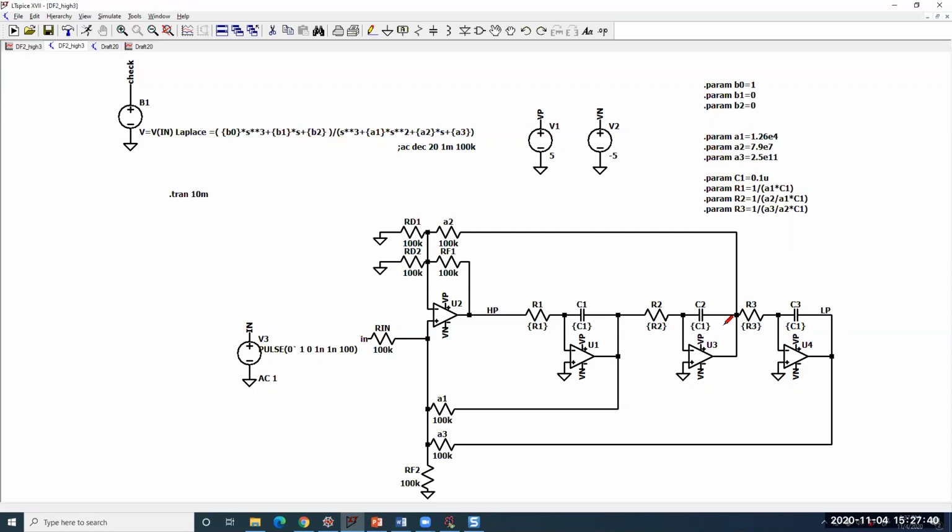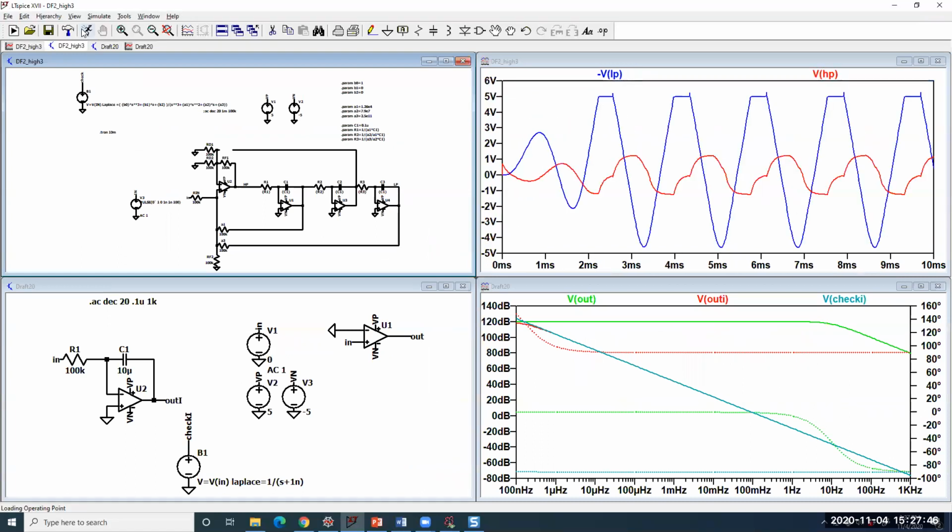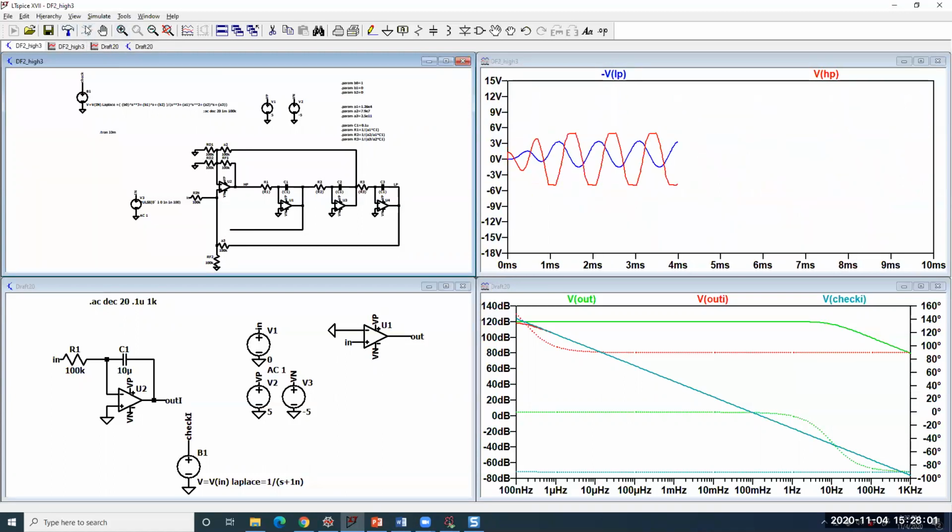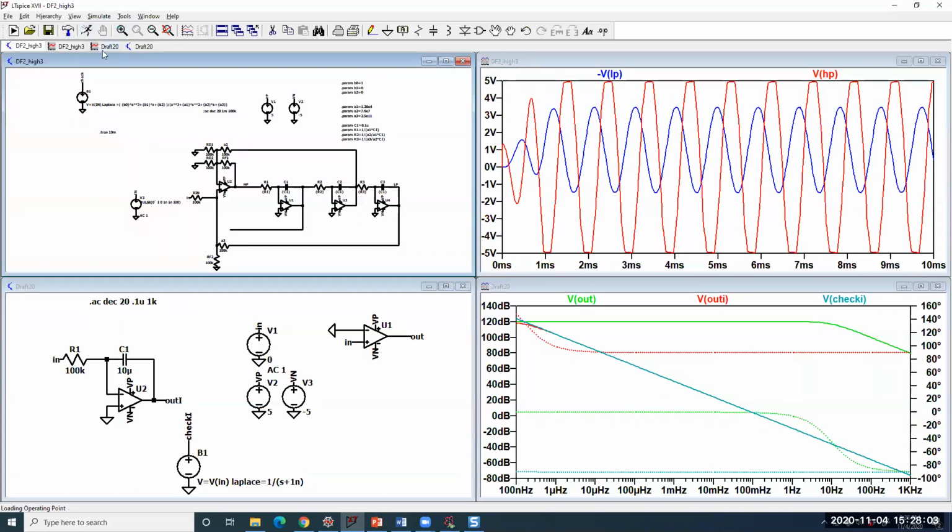right? What if A2 was missing? I don't know, let's see. Oh, we got an oscillator. That means we have to have complex poles, right? And that's an oscillator too.